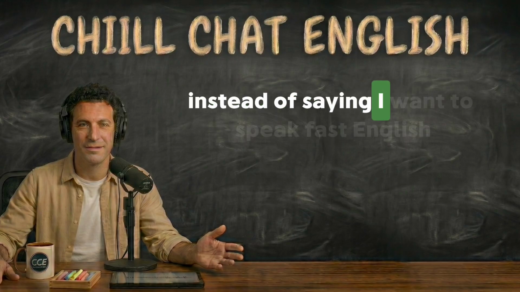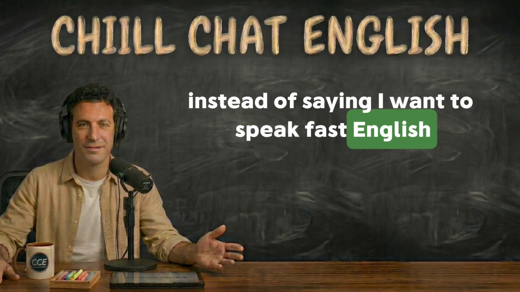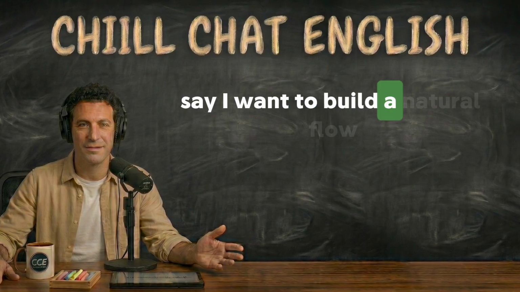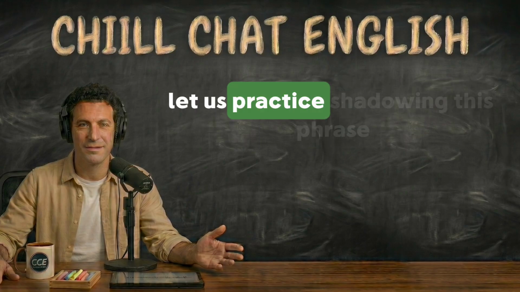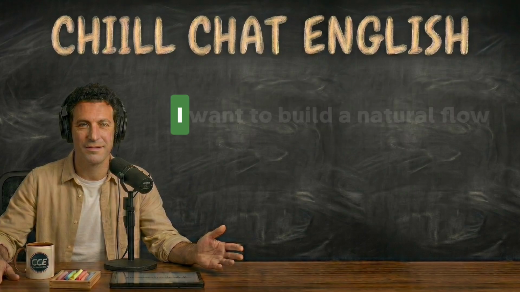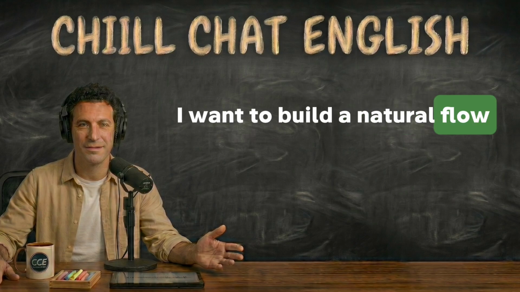Instead of saying, I want to speak fast English, say, I want to build a natural flow. Let us practice shadowing this phrase. I want to build a natural flow.